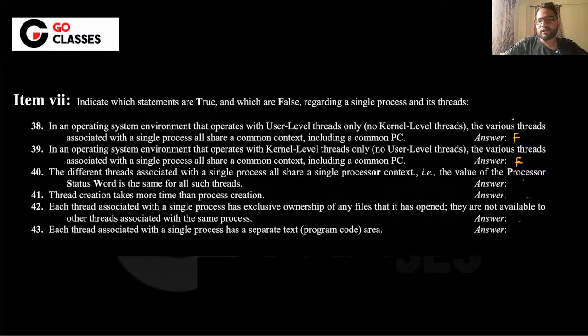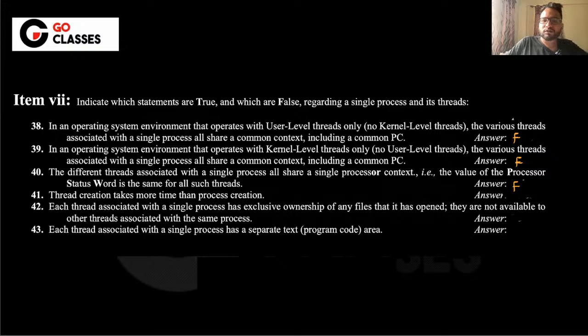So what do they mean by the context, right? Context means everything, the whole thing that we have, which means your code, data, stack and all. So they share everything, everything is the same in all the threads. So the answer is false. No, everything is not the same in all the threads. Now let's just see this.